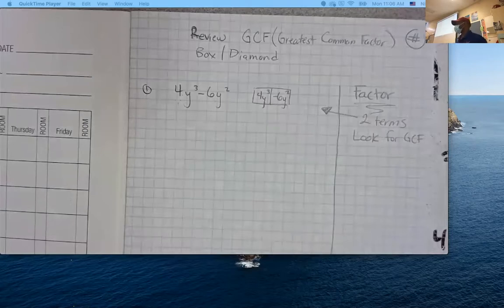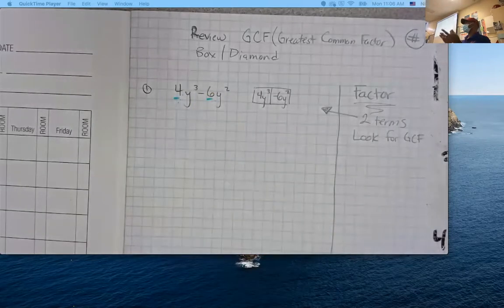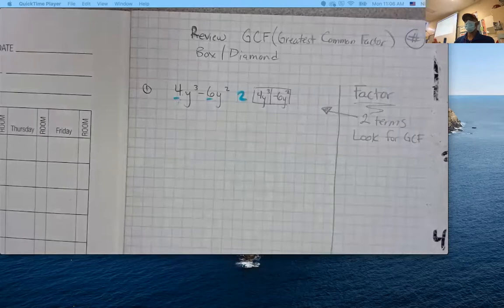Now, the first thing you want to start with is the coefficient, the numbers in the front, 4 and 6. And you say, what is the greatest common factor between those two numbers? What can you divide into 4 and 6? What's the biggest number? 2. All right. So there's a common factor between the coefficients.